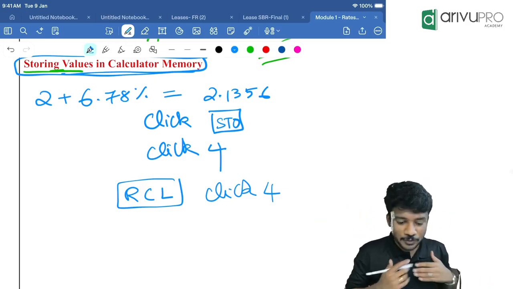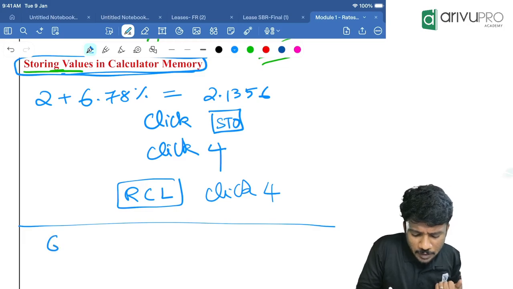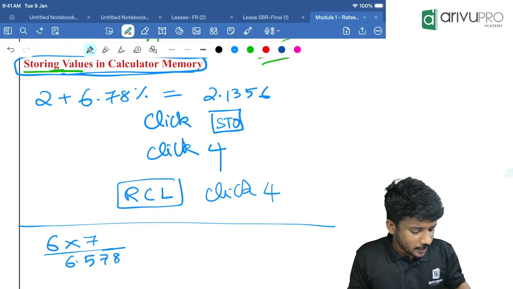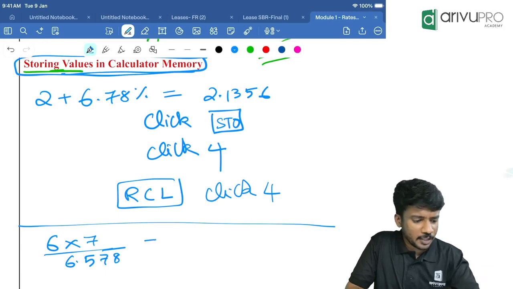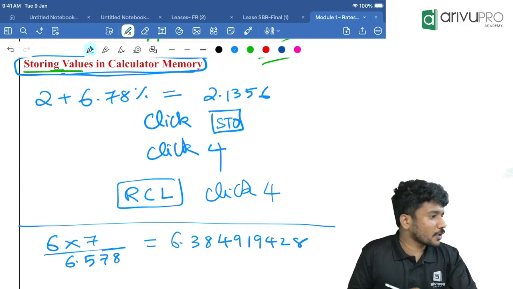Now I am going to give another question. Find the value of 6 into 7 divided by 6.578, and store this value. So how will you divide it? Take the calculator, clear everything. 6 into 7, then click the divide sign and type 6.578. Then click equal to. How much is the value you are getting? 6.3849194228 something you are getting, right?